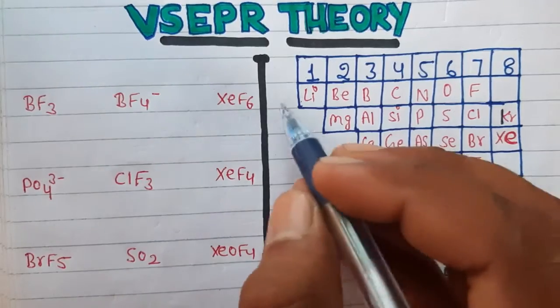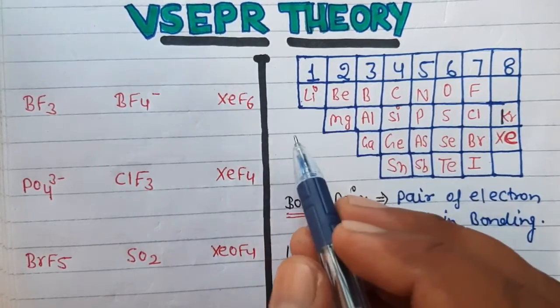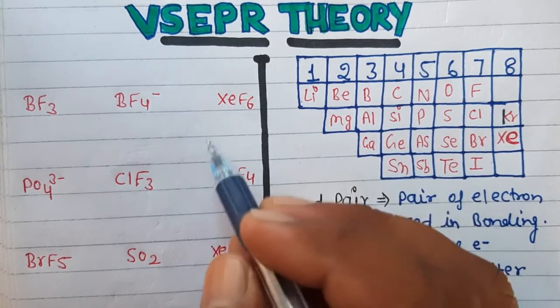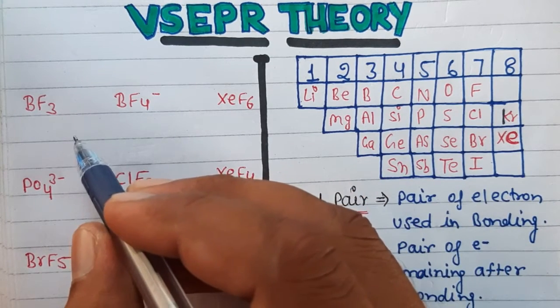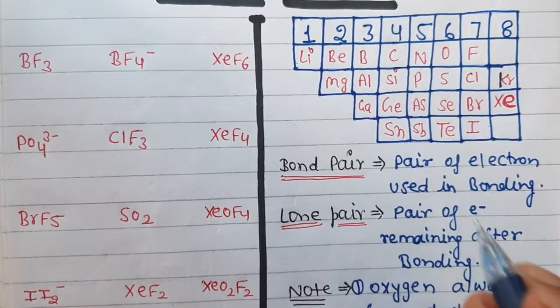Hello everyone, welcome back. In this video I will share a short trick with you which is based on VSEPR theory, and with the help of this short trick you can easily find out the number of bond pairs and lone pairs in a given molecule. So here are some points which you have to remember.